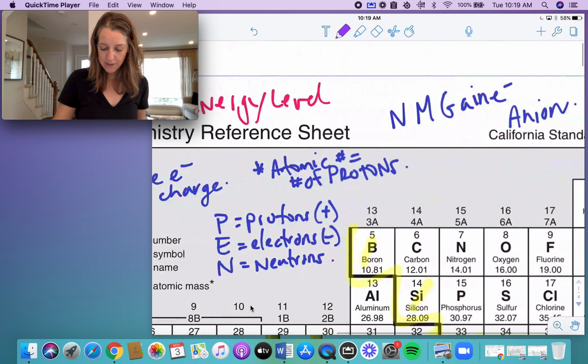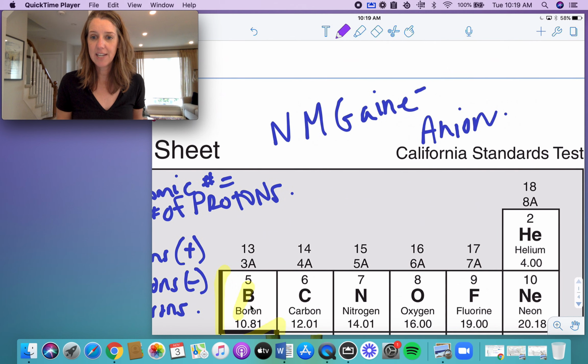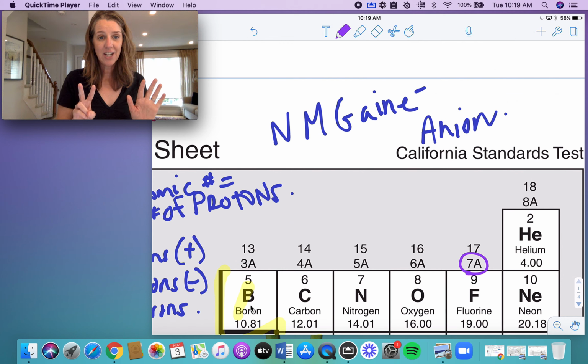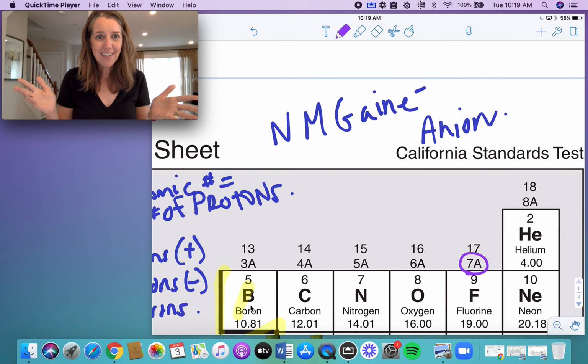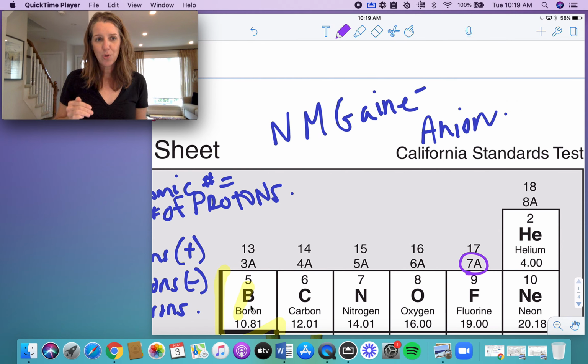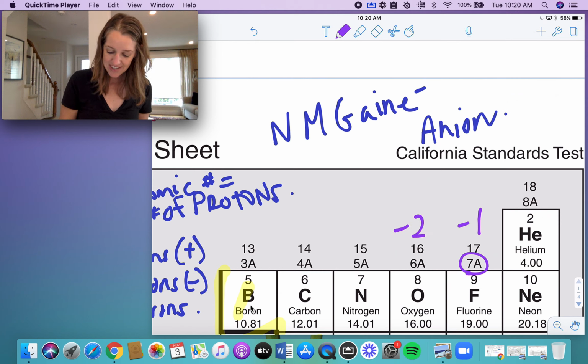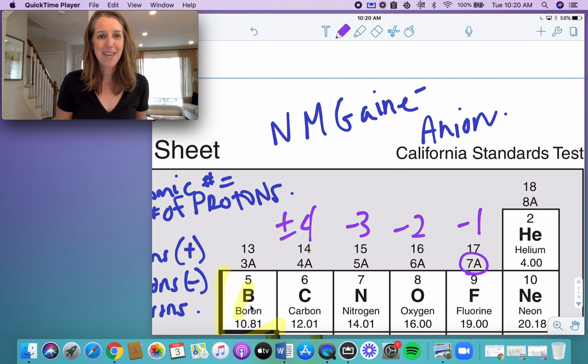Moving all the way over to the non-metal side of the periodic table, you just have to remember that everything in group number 7 has 7 valence electrons. Therefore, it's easier to gain 1 valence electron than to lose 7. So every element in group number 7 will have a 1- charge, because it will gain 1 electron to become a happy, stable ion. Elements in group number 6 have 6 valence electrons, so -2, -3, ±4, depending on whether it's a metal or a non-metal. Those are the ionic charges.